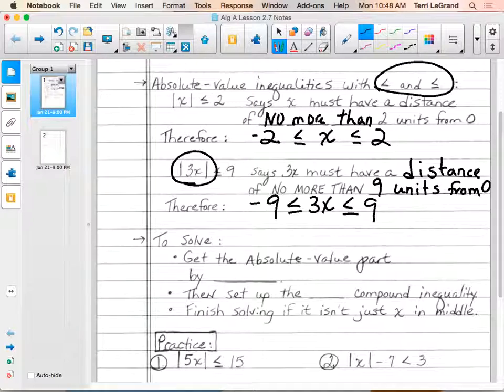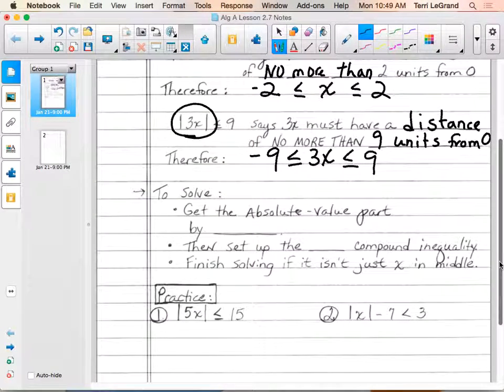positive 9 over here. Because in other words, starting from 0, if you go no more than 9 units, the furthest out you can go is negative 9. If you come back to 0 and go no more than 9 units from 0 that way, you can't go out any further than positive 9. So 3x, what's in absolute value bars, has to be somewhere between negative 9 and positive 9. Okay? Now, that is not actually solved yet.